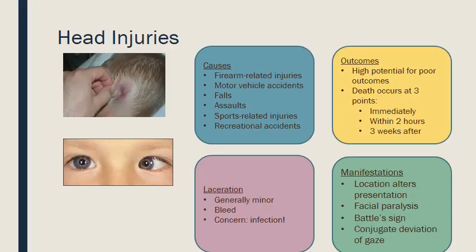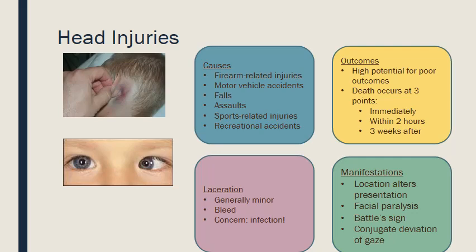Over 1 million Americans are treated for traumatic brain injury every year. About 50,000 of those die, and 235,000 are hospitalized. 2% of Americans currently live with disabilities as a result of traumatic brain injury. There are many causes, including firearm-related injuries, motor vehicle accidents, falls, assaults, sports-related injuries, and recreational accidents.